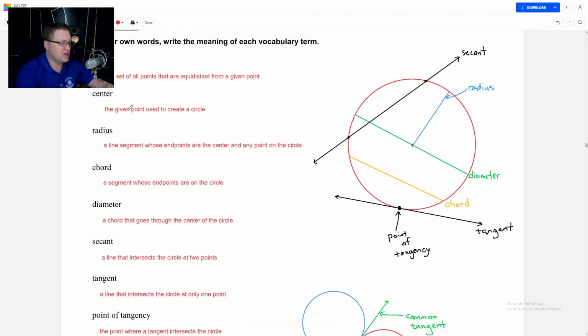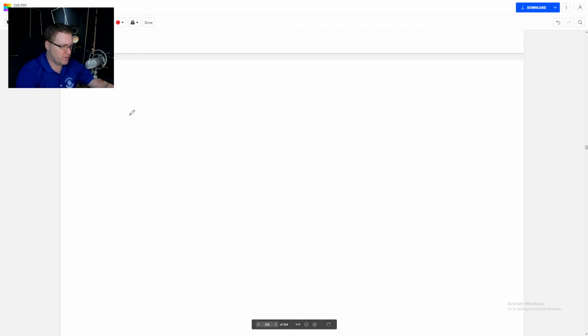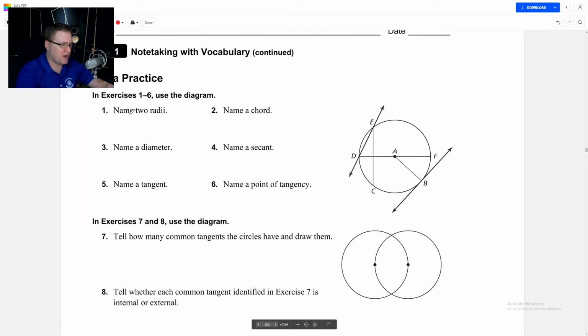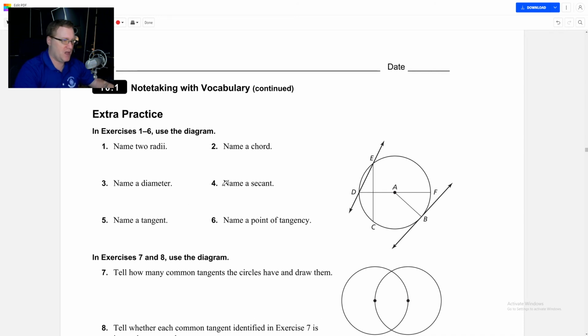So we're going to just jump down now to the practice, and we're just going to do number 1 through 6 today. This is going to be similar to your homework. Now you need to remember how to name line segments and lines. Please, we started this at the very beginning of the year. That was like the first thing we did. So the first question here says we need to name 2 radii. Now be careful. This word, R-A-D-I-I, is just the plural of radius.